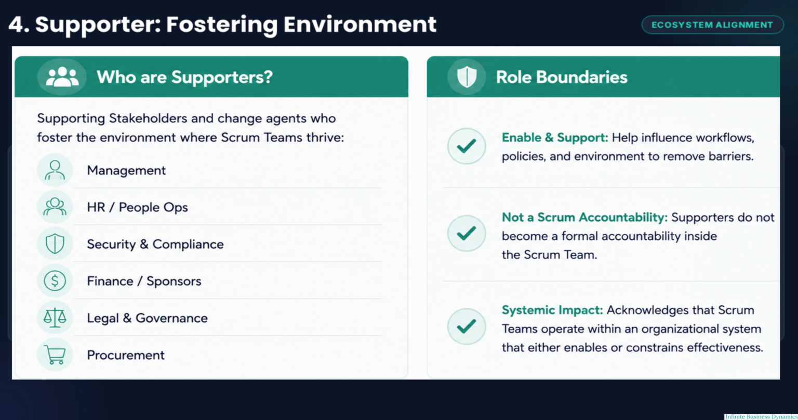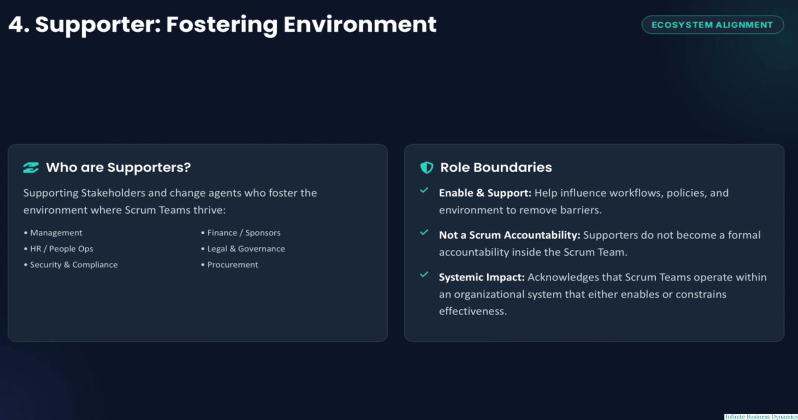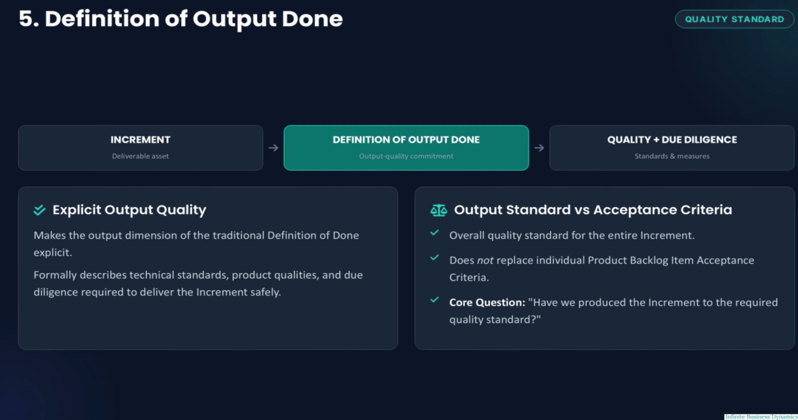Their importance lies in their systemic influence. Scrum teams operate within an organizational system that can either enable or constrain their effectiveness. With the product, direction, developers, and supporting environment now in view, we can next examine how these elements connect to the actual flow of work and value.